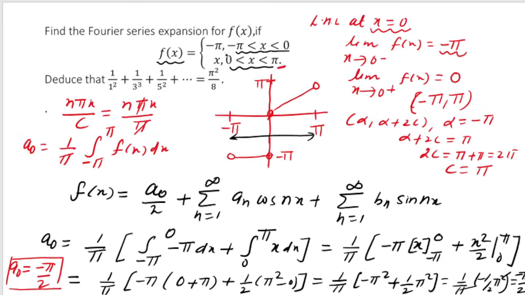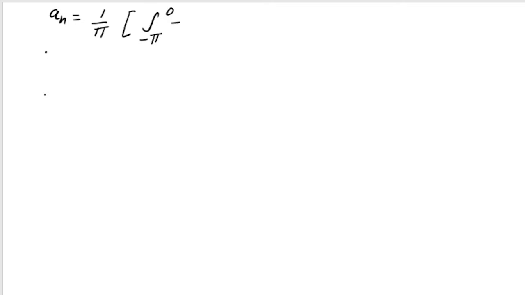So the next thing we have to calculate is an. To calculate an, again I will write 1 by pi, and here again we have to integrate in two parts. First is minus pi to 0, and in minus pi to 0 the function is taking the value minus pi, so I will write minus pi and then cos n pi x by c, so it will be cos nx dx. The value of c is pi, and then from 0 to pi I will write x, and then I will write cos nx dx.